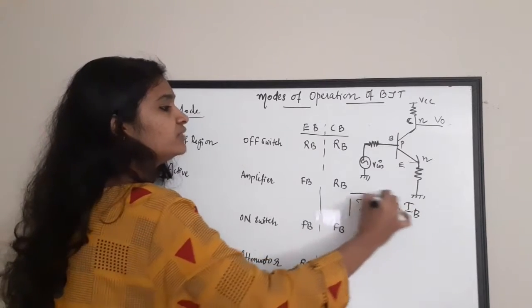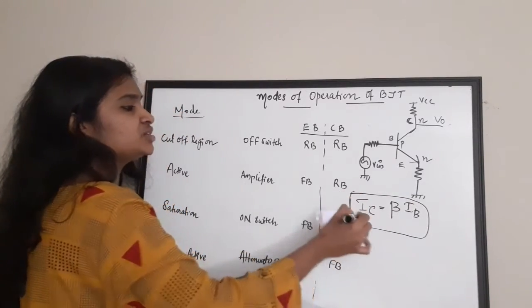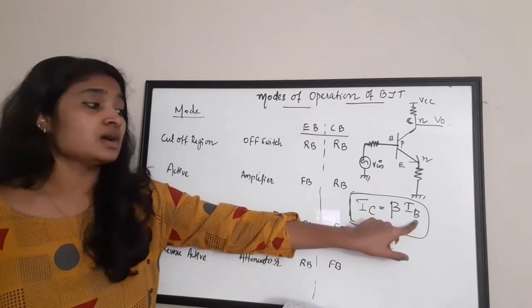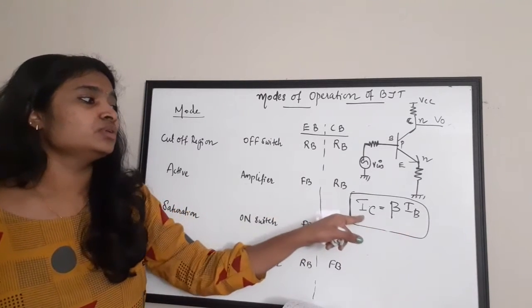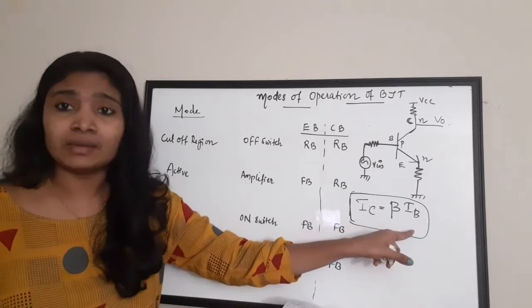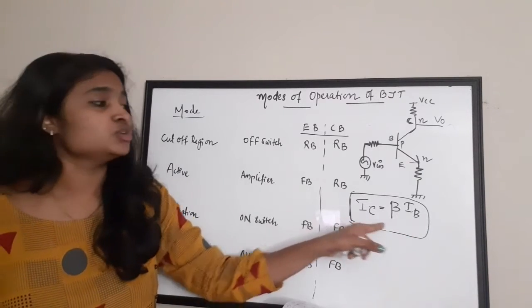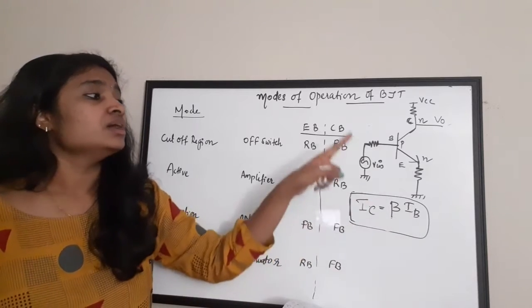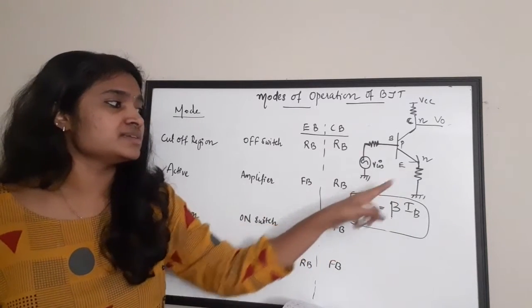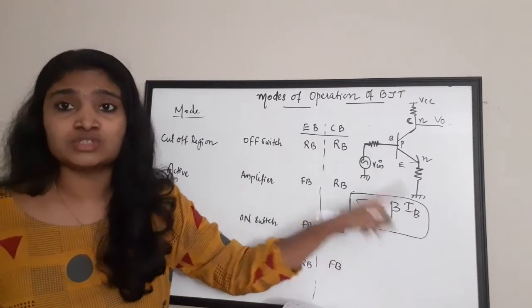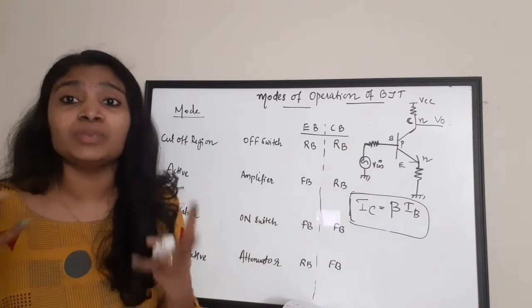Now what will happen? Due to this relation, whatever current is present in the IB is used to amplify the output current or collector current. So due to this relation, we know when the IB is increasing, your IC is increasing beta times IB. So the current is getting amplified.